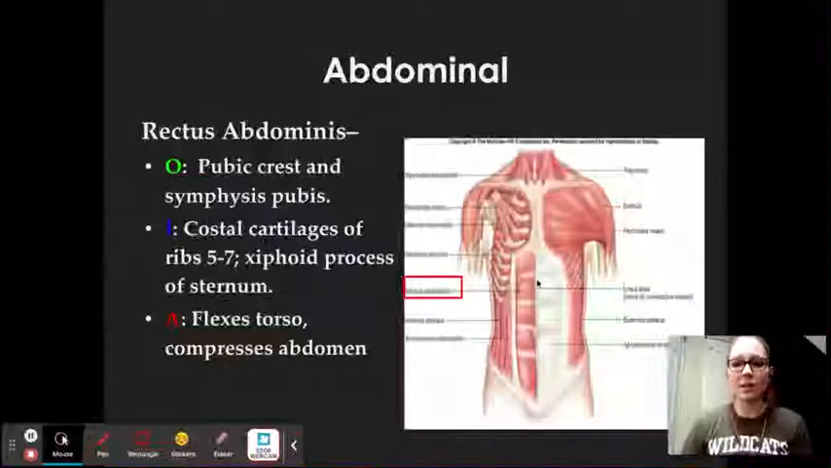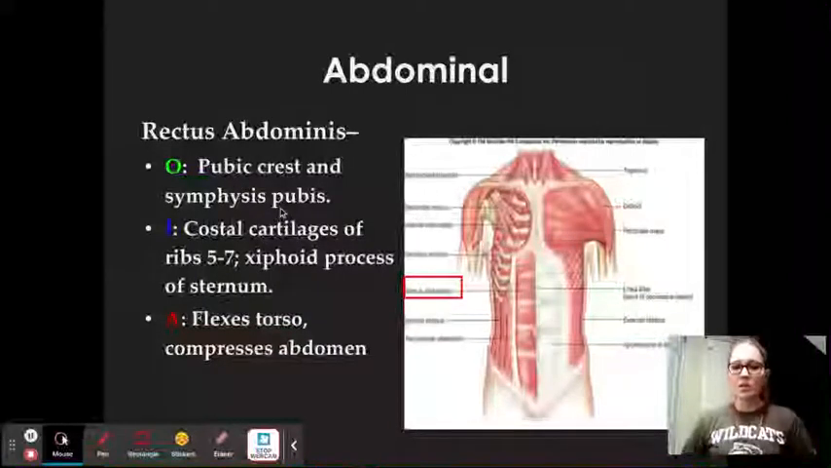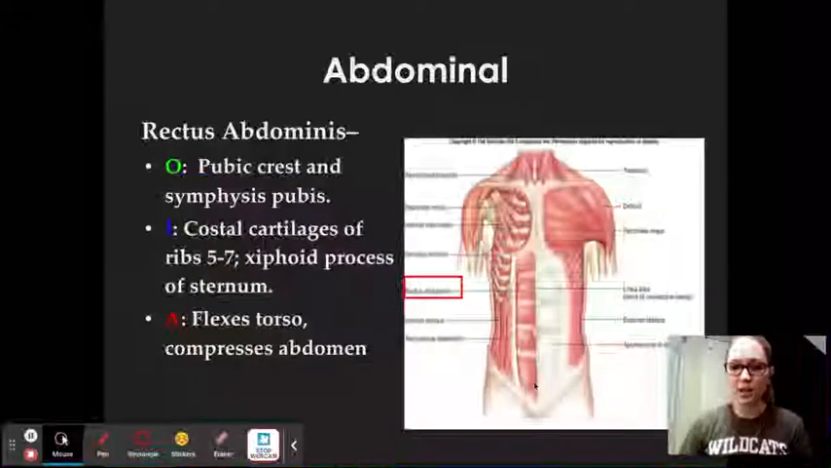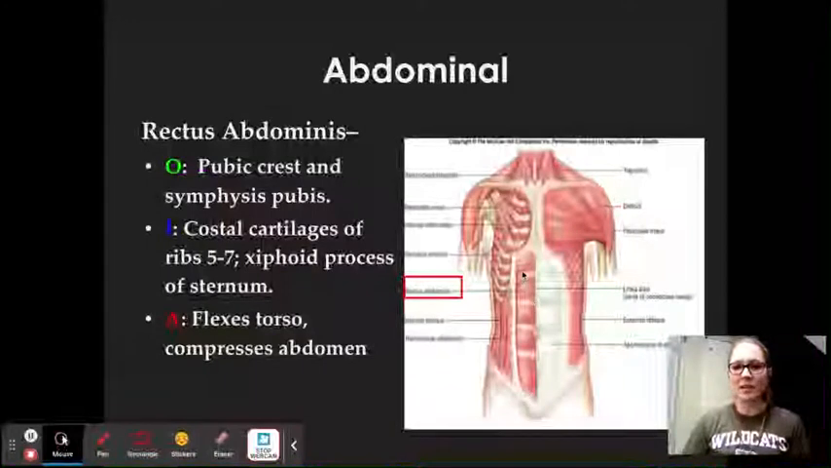And so when we look at the rectus abdominis, it originates from the pubic crest and symphysis pubis. So it's originating from parts of our hip bones, down here. And then it inserts, because we can see it runs a very large portion of our abdomen, at the costal cartilage of ribs 5 through 7, the xiphoid process, and the sternum. So it also inserts up here is what it's talking about. And its action is to flex the torso and compress the abdomen.